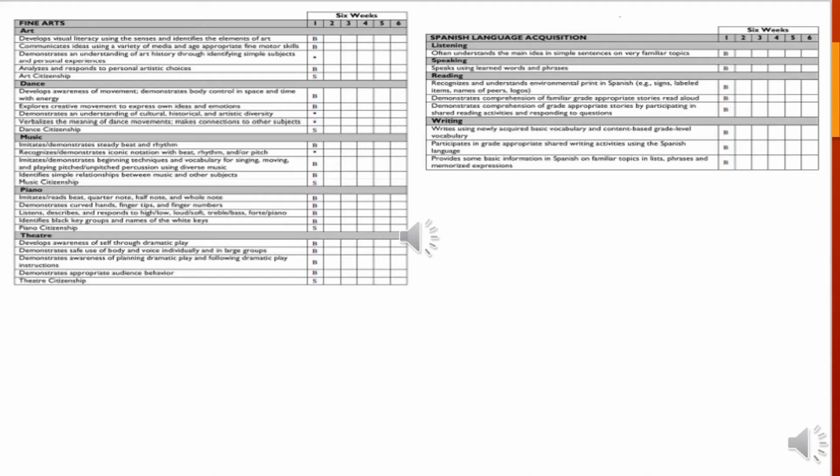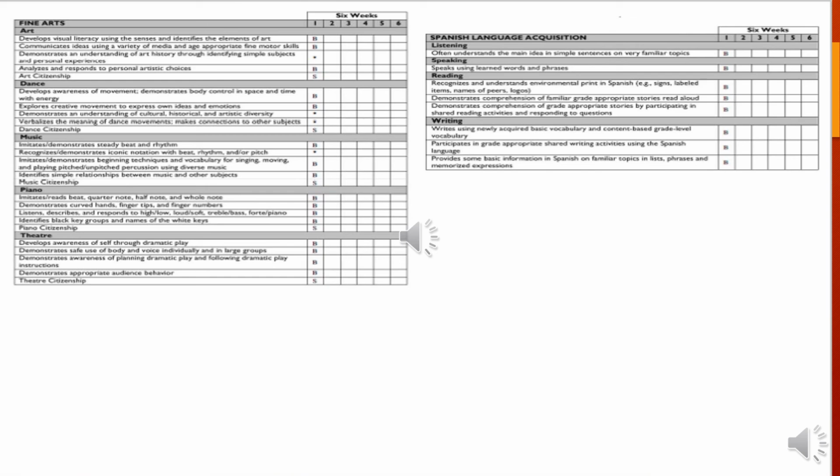The last page of your standards-based report card deals with the fine arts. And if you notice, there's going to be a grade for art, dance, music, piano, and theater. The same concept applies with beginning, approaches, mastery, and the asterisk when a particular concept is not taught. Also, the very last part of the standards-based report card talks about Spanish language acquisition, and it gives you an idea of the type of progress that your child is making in acquiring Spanish, in listening, speaking, reading, and writing.